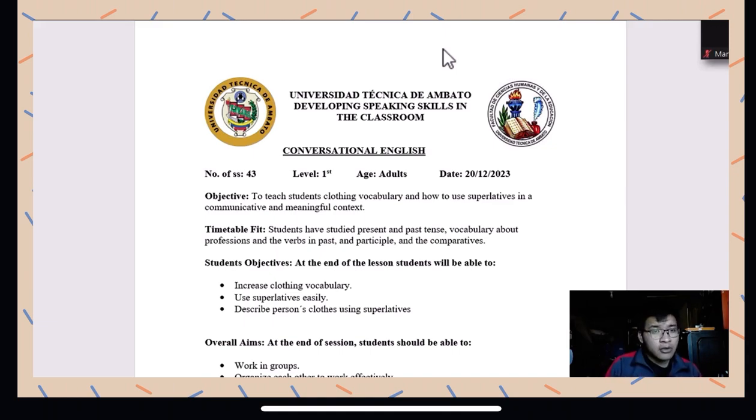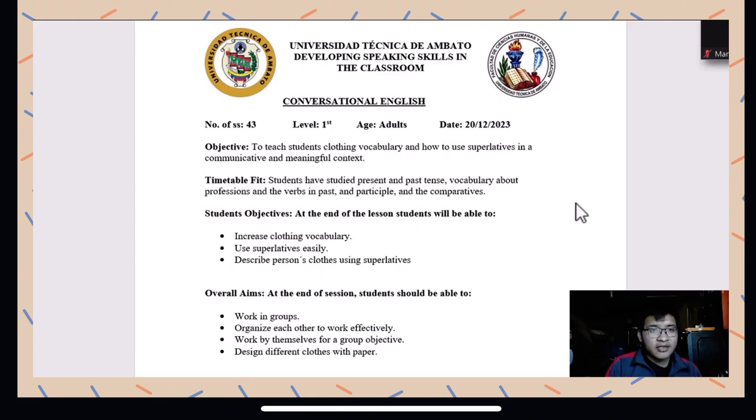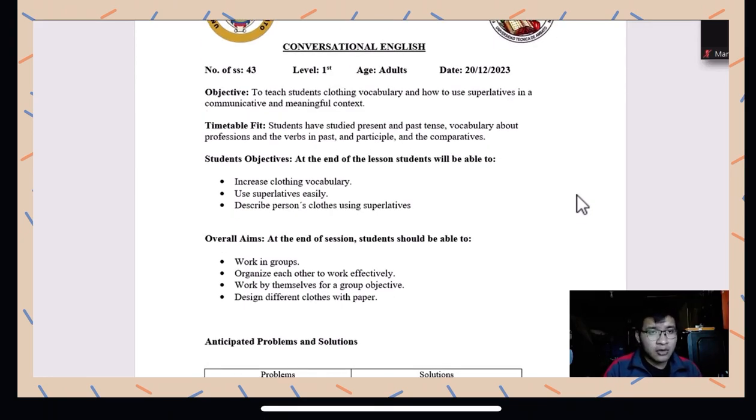We have a timetable that also shows what we expect our students to already know, and the objectives at the end of our lesson: increase their clothing vocabulary, make them use superlative adjectives easily, and make them able to describe a person's clothes using superlative adjectives. The overall aims are to make them able to work in groups, organize each other to work effectively, work by themselves for a group objective, and design different clothes with paper. Now, this part is related to the last activity that we have prepared for our demo class, so don't worry about it, we are going to explain it later.